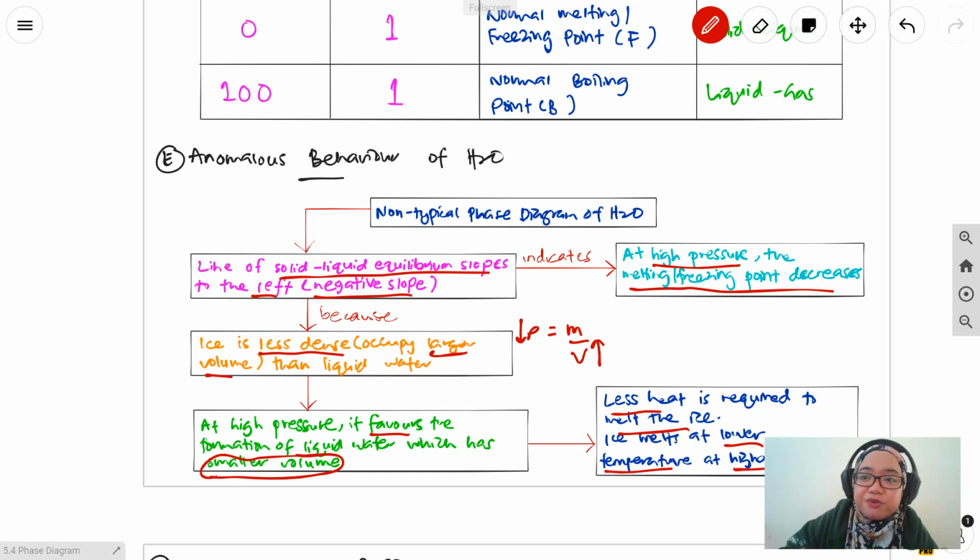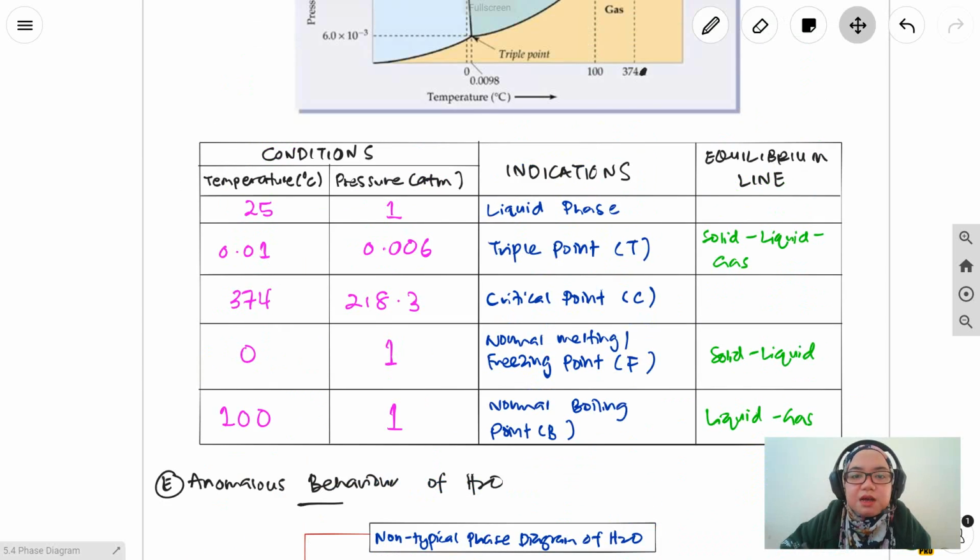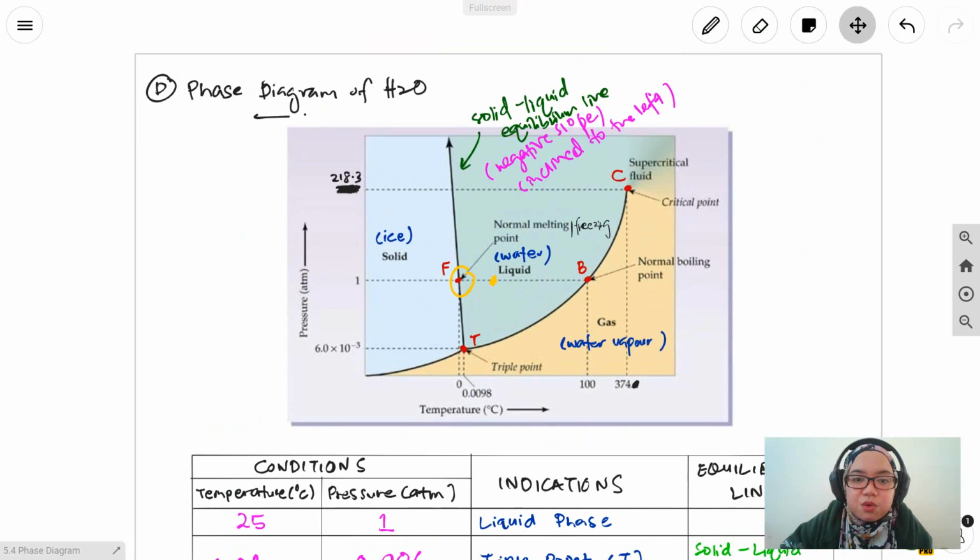That is why if we look at this phase diagram, we can see that the slope is inclined to the left. Maksudnya, region liquid ni lagi besar daripada solid. So we can say that it favors the formation of liquid rather than solid because liquid has smaller volume than solid. Sebab solid dia ada high volume sebab dia less dense.